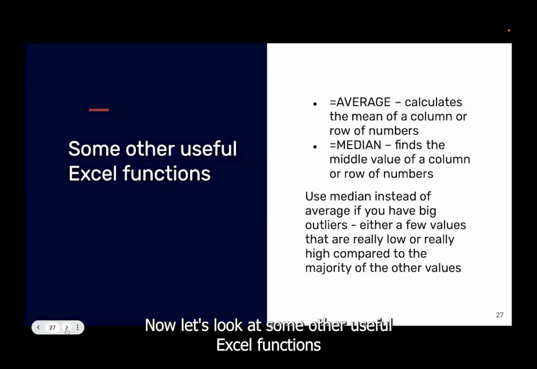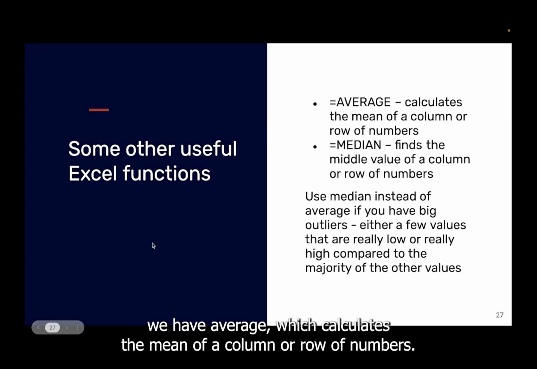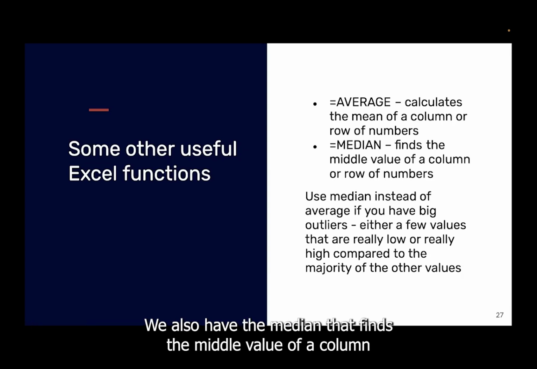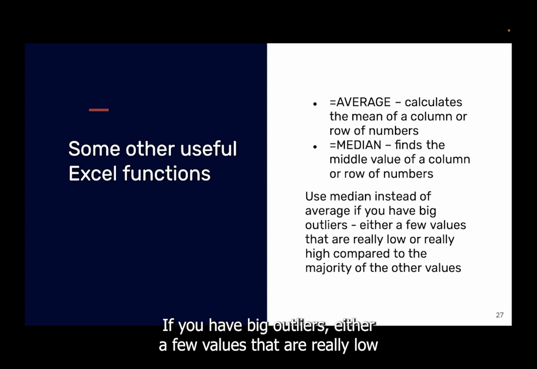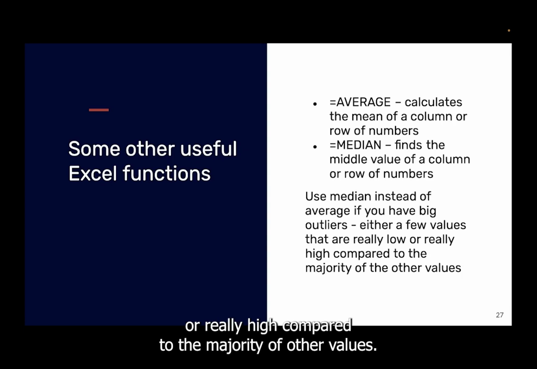Now let's look at some other useful Excel functions. We have average, which calculates the mean of a column or row of numbers. We also have the median, that finds the middle value of a column or row of numbers. We use median instead of average if you have big outliers, either a few values that are really low or really high compared to the majority of other values.